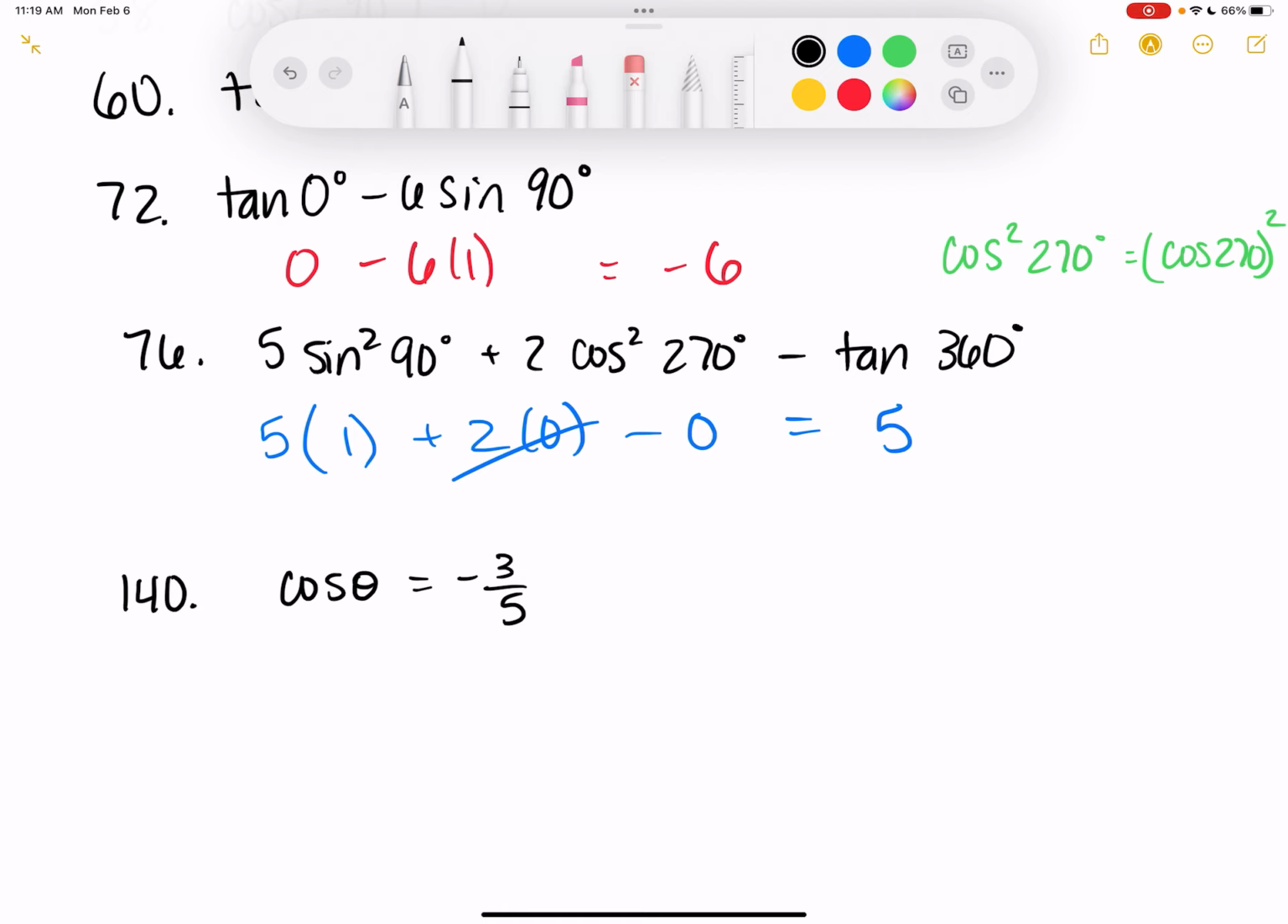Alright. Cosine theta is equal to negative 3 over 5. Theta is in quadrant 3.